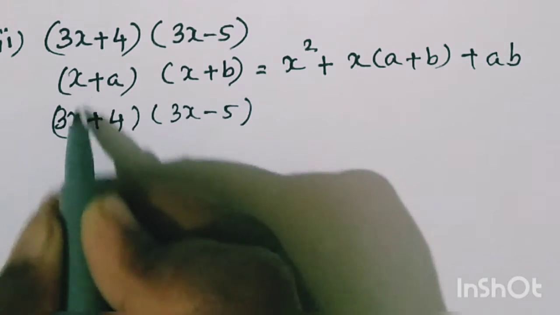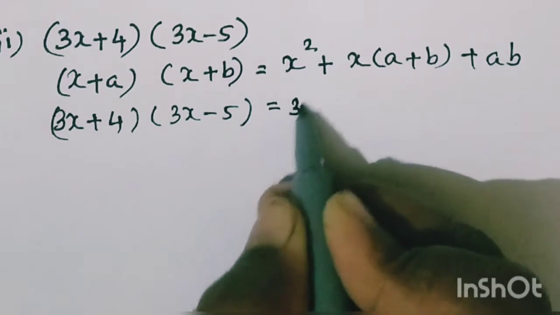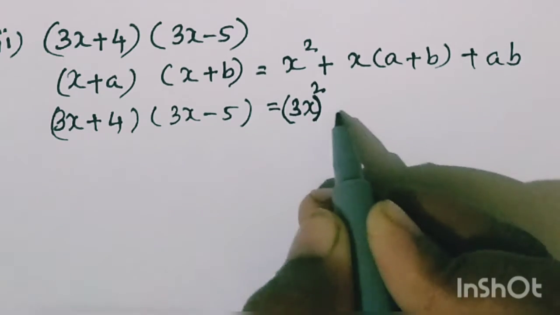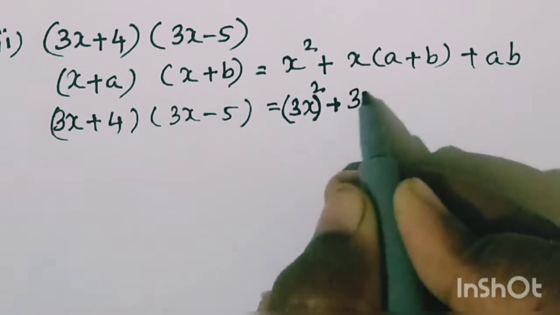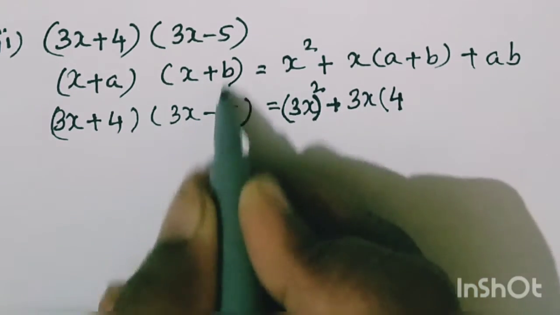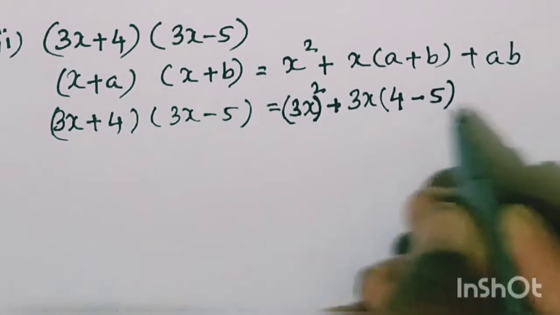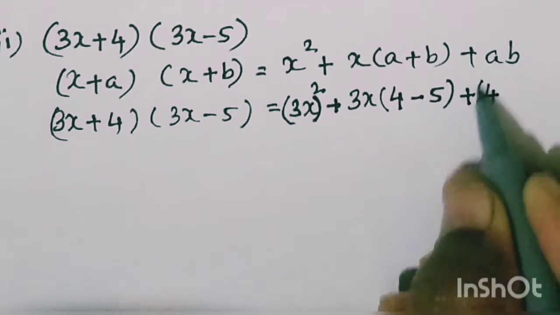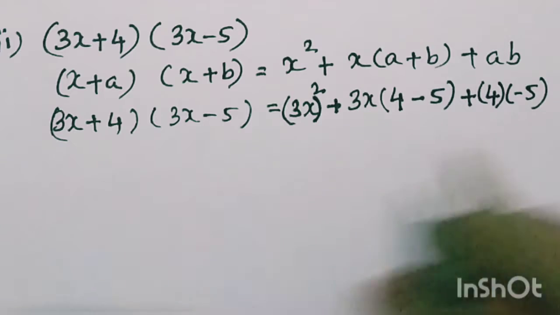So now what is x? X value is 3x. Don't write only square, you have to put a bracket compulsory. Plus 3x into, what is a? A is 4. What is b? B is minus 5 plus a into b. So that is 4 into minus 5.